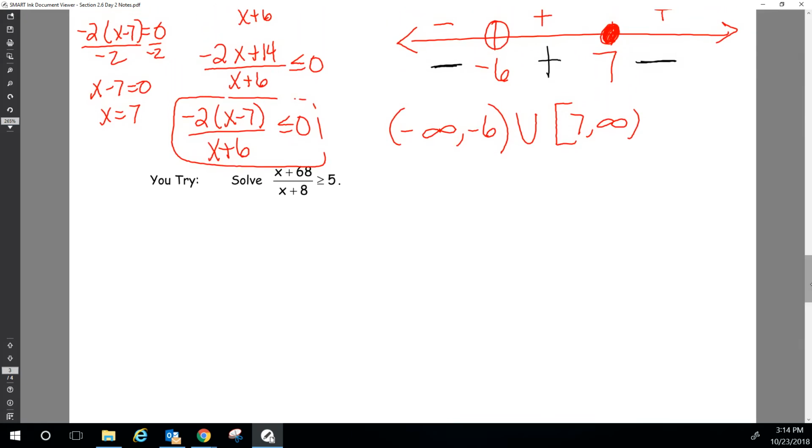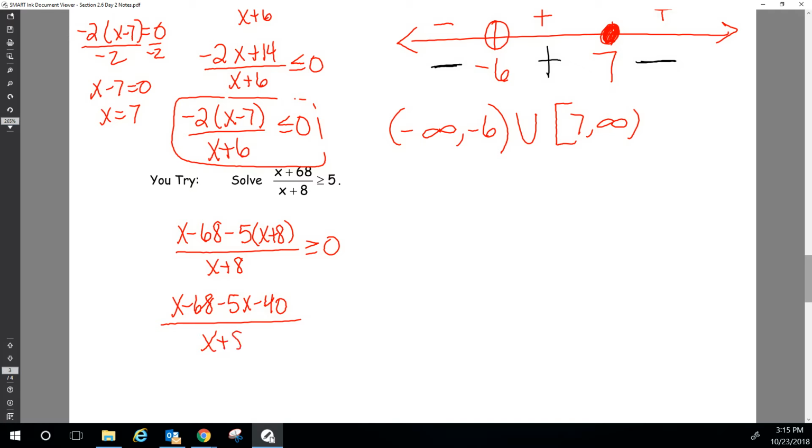All right, for our you-try, same scenario here. I've got x plus 68, and then I'm going to subtract off 5 and multiply it by my common denominator, which is x plus 8. If you want to skip straight to this step on your test, you're more than welcome to do so. Now I'm going to distribute by negative 5. So x minus 68 minus 5x. Minus 5 times 8 is negative 40, all over x plus 8. Combining like terms, x minus 5x is negative 4x. Negative 68.